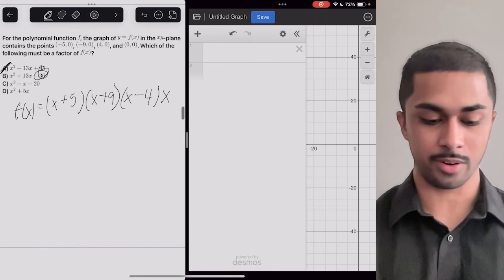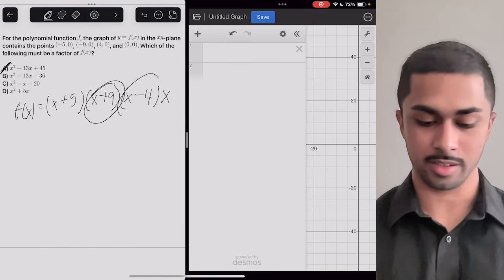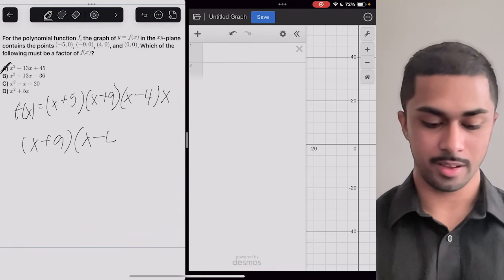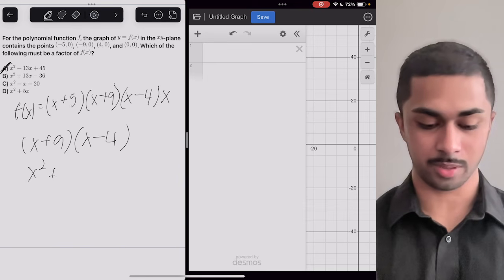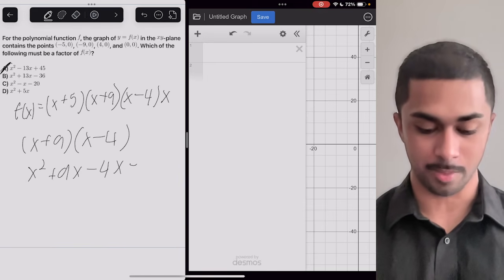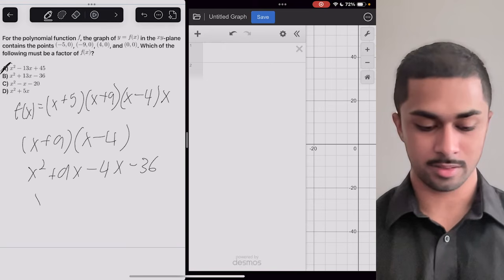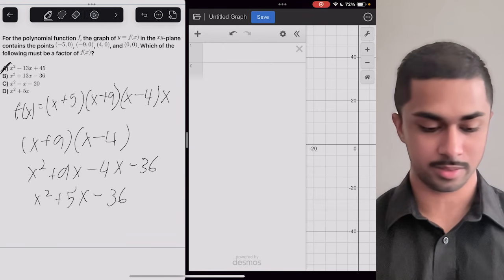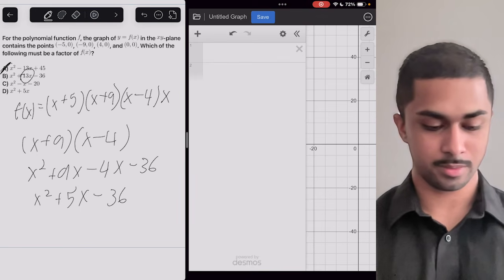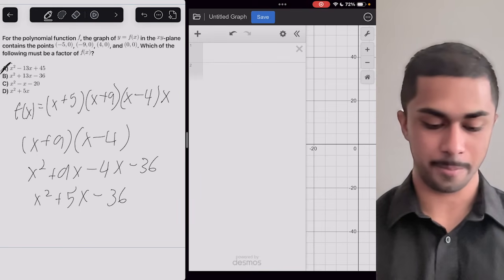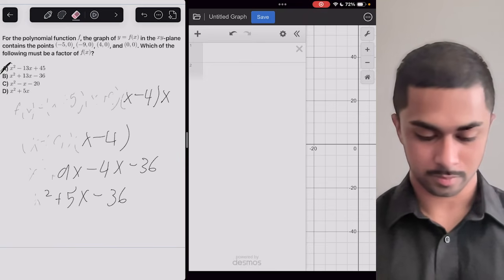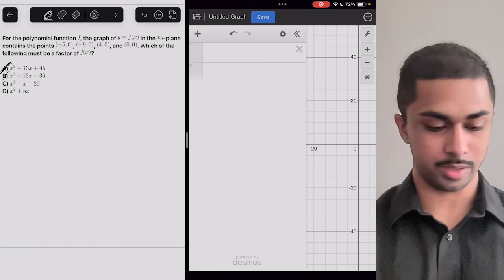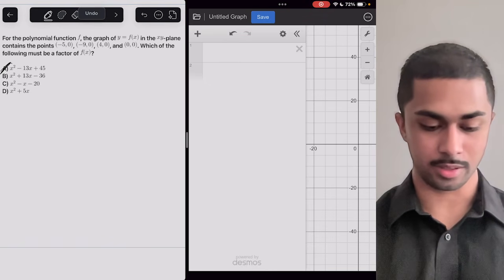How do we get negative 36? Well, we multiply this and this. X plus 9, x minus 4. X squared plus 9x minus 4x minus 36. X squared plus 5x minus 36. That is not 13x, right? Okay. What is next? Did I just delete the entire thing?